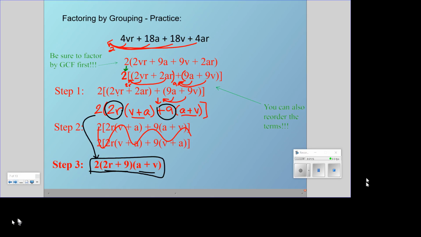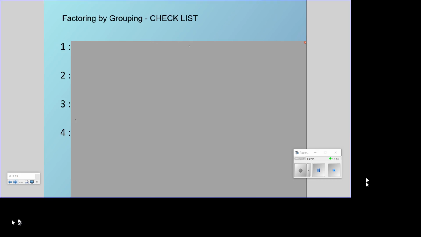Again, you can remultiply all of this back out, and you should end with what we started with, that 4VR plus 18A plus 18V plus 4AR. So this example is in here to show you that when needed, you can rearrange your terms before you start the grouping method. It's also here to show you that we should always be looking for a GCF first, but we're not done if we pull a GCF out. We then need to continue and see, can we factor by the next method on the list, which is grouping.